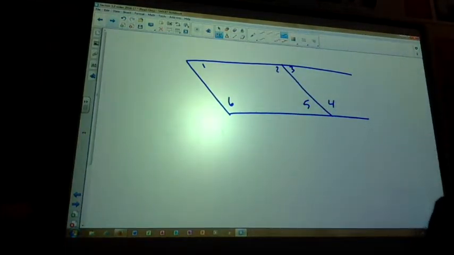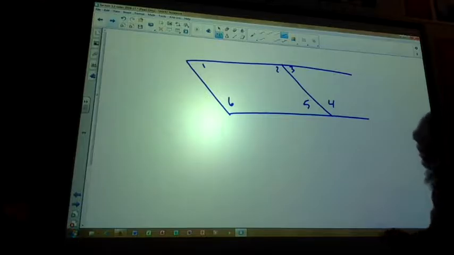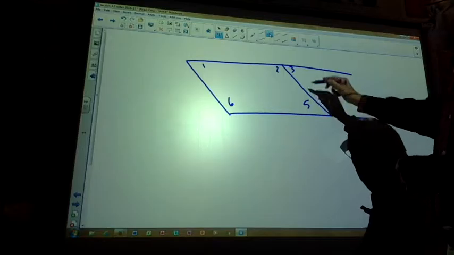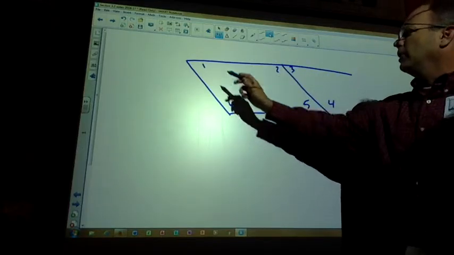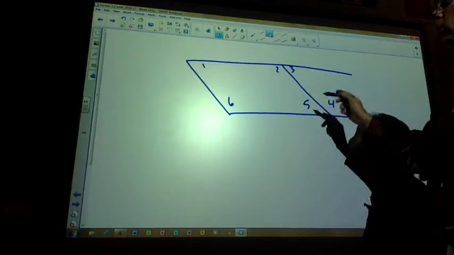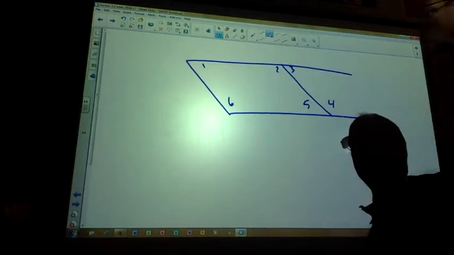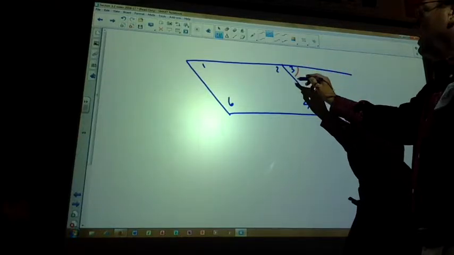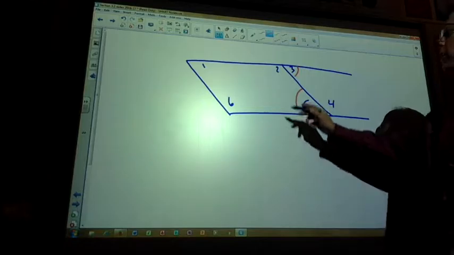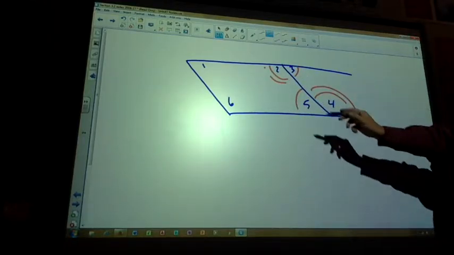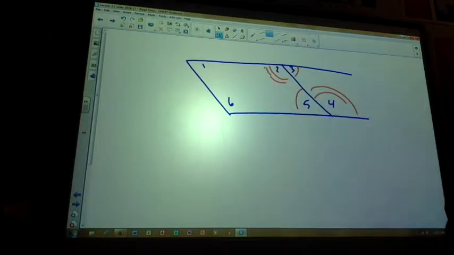Okay. So this could work a couple of different ways. This line could be the transversal to these two lines. This line could be the transversal to these two lines. Either one of these could be the transversal for these diagonal lines. So I could say that 3 and 5 are alternate interior angles. 2 and 4 are also alternate interior angles. So the red is alternate interior.